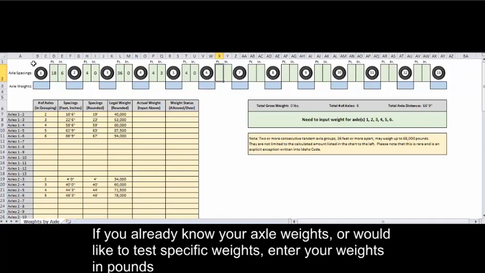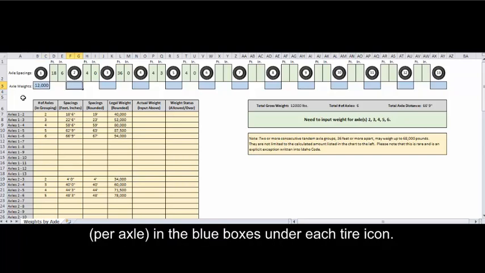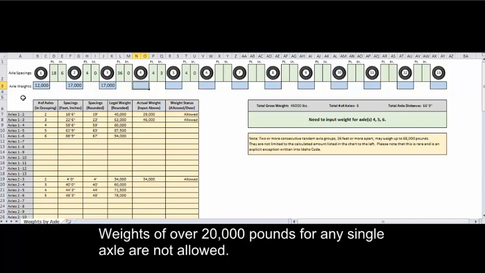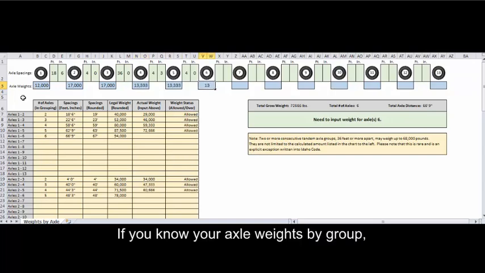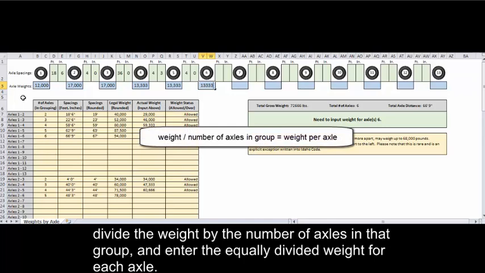If you already know your axle weights or would like to test specific weights, enter your weights in pounds per axle in the blue boxes under each tire icon. Weights of over 20,000 pounds for any single axle are not allowed. If you know your axle weights by group, divide the weight by the number of axles in that group and enter the equally divided weight for each axle.